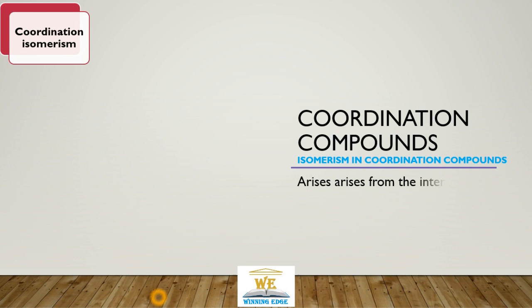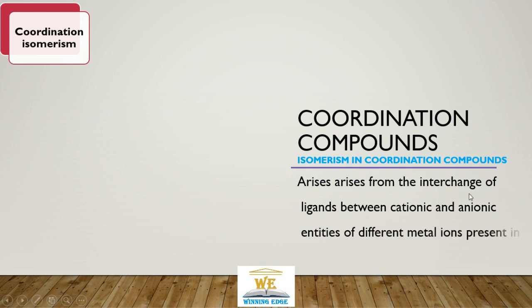Coordination isomerism, the third kind of isomerism. We have discussed 2 so far. It arises from the interchange of ligands between cationic and anionic entities of different metal ions present in a complex. Now, coordination isomerism is a special kind of isomerism. It is exhibited only when complexes of 2 different metal atoms are present in cationic and anionic forms.